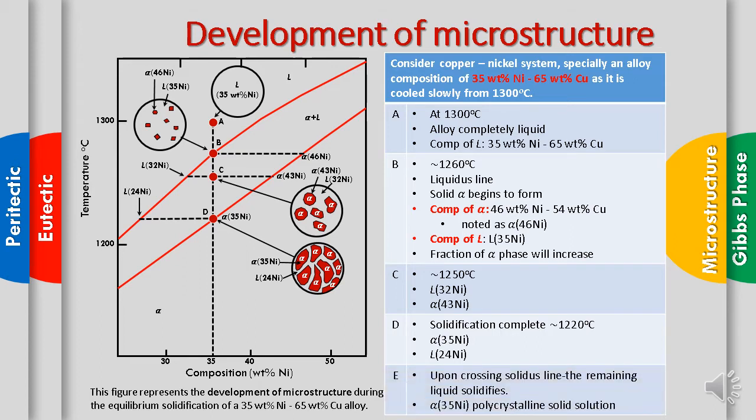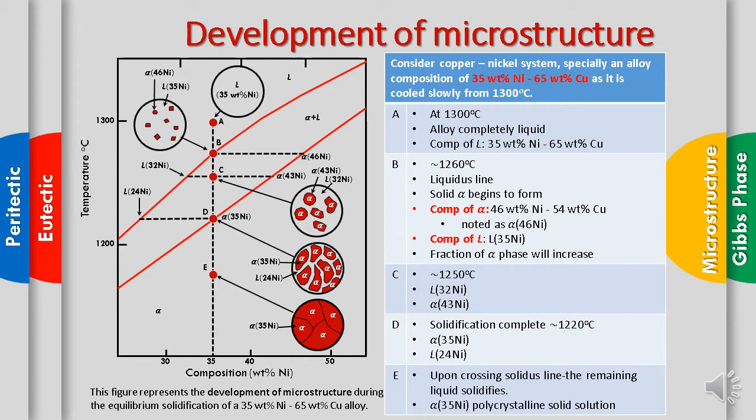And finally we have E, whereby the position of E is in the area of alpha, so that upon crossing the solidus line, the remaining liquid is completely solidified. So we can see only alpha, okay, so the value of alpha is 35 nickel, a polycrystalline solid solution, so the microstructure that we can draw is completely grain boundary. There is no liquid in this diagram.